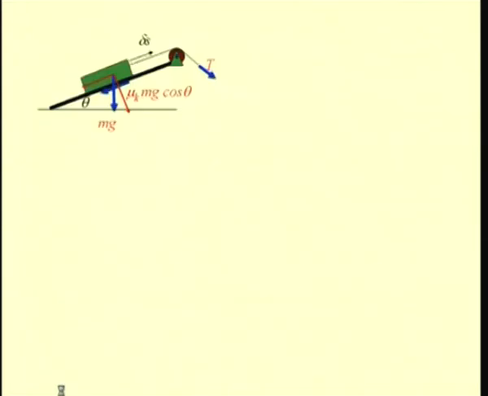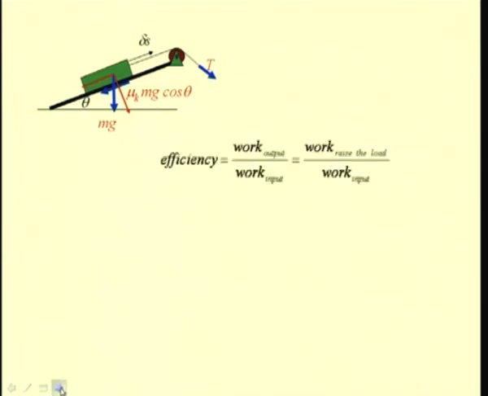So, now let us write the virtual works that are involved for this virtual displacement and find this efficiency by writing that work output, which is nothing but the work that is used to raise the load, and work input, which is nothing but the work done by this force T for raising this load.